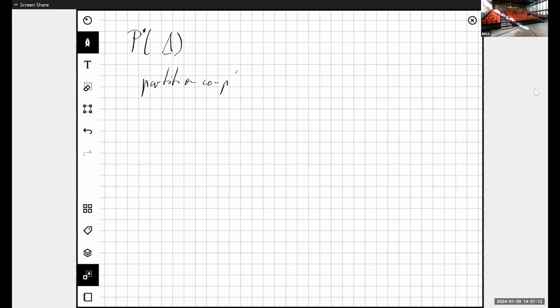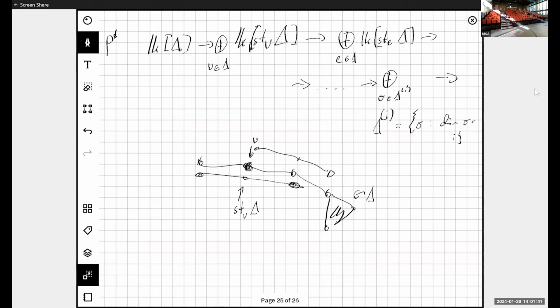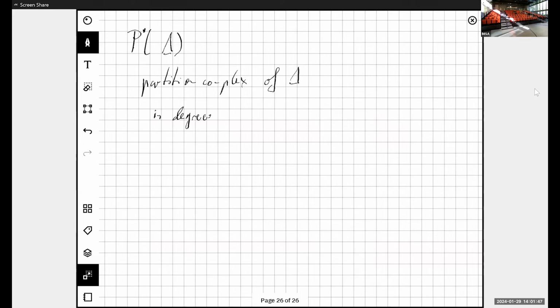Of delta, right? It partitions your element in the standard ring by looking at the restrictions to local vertex stars, and it has nice properties. Right, in degree 0. So here this is P of delta, and then I start with a 0. Okay, so this partition complex in degree 0 is just this Čech complex.